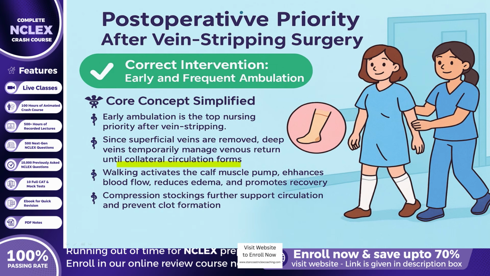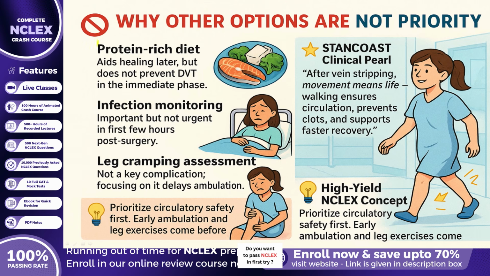Turning to option A, providing a protein-rich diet supports tissue repair and wound healing, but it does not take precedence in the immediate postoperative period. Although protein is vital for recovery and collagen formation, nutritional interventions do not prevent life-threatening complications such as venous stasis or deep vein thrombosis. Looking next at option C, monitoring for signs of wound infection and redness is certainly important.